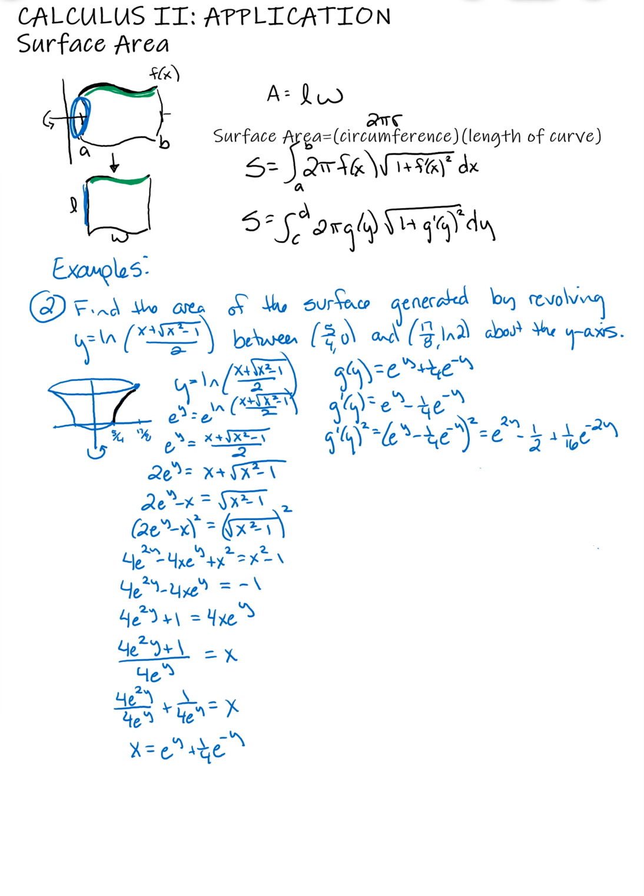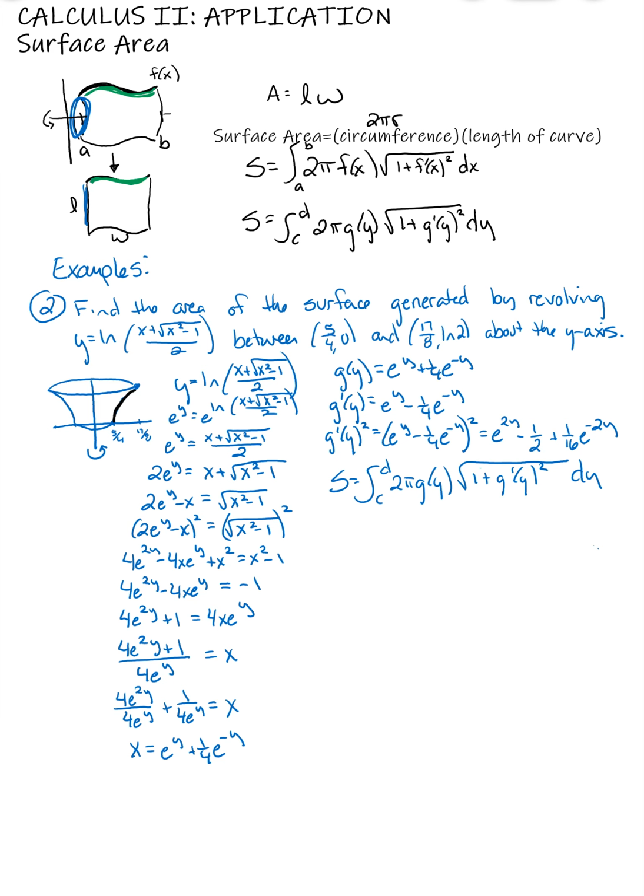Okay, now comes what could be the easy part, but we'll see. We're going to use our formula. S is equal to the integral from c to d of 2 pi g of y square root of 1 plus g prime of y squared dy. Again, probably a good idea to remember where this comes from. Why is it 2 pi g of y? Well, that's from 2 pi r.